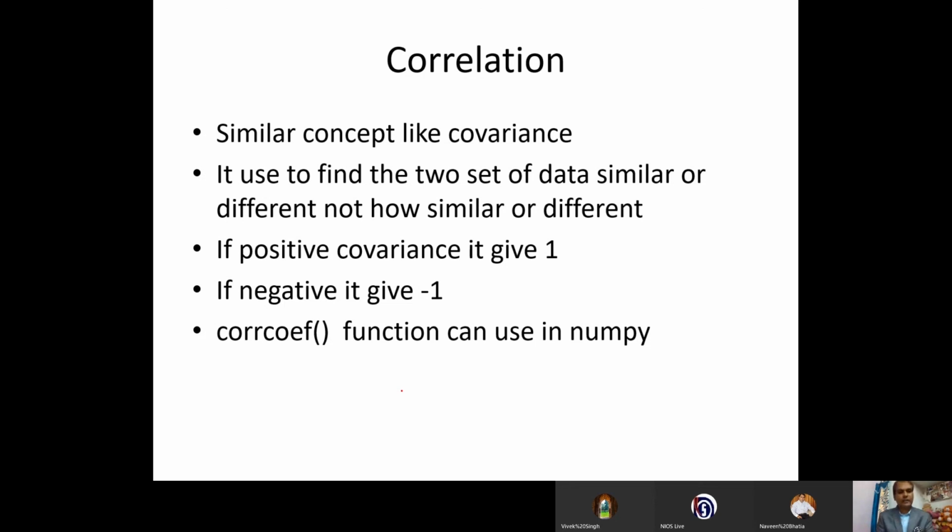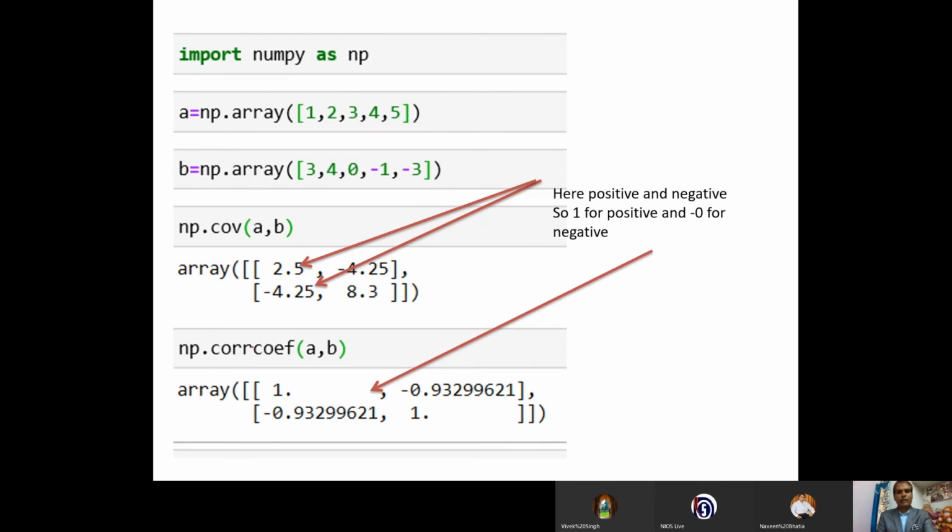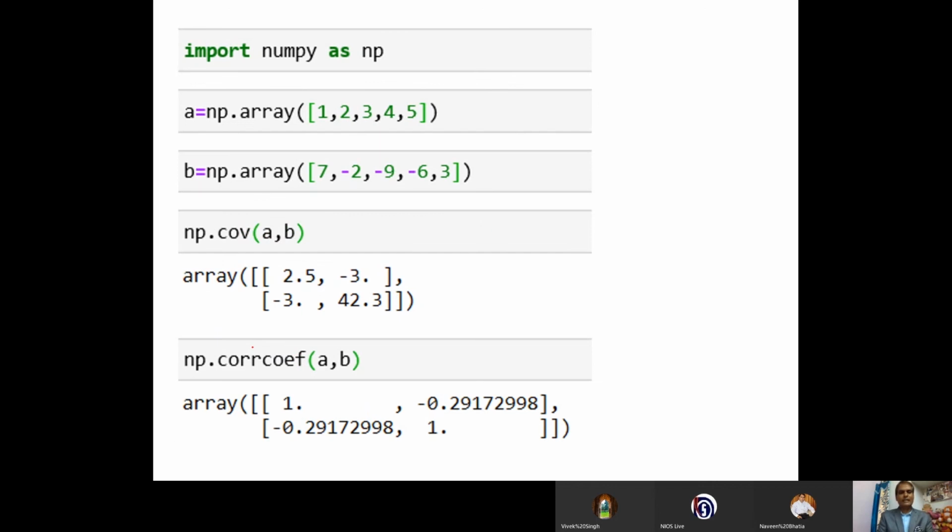If the result is 1, positive, they are similar. If they are not similar, -1 will come. To calculate this, we have to use the CORRCOEF function. With the help of this function, we can find the correlation. So this is an example. You can see I have calculated positive covariance. It shows 1 as a result, so they are similar. If negative comes, they are dissimilar. So these things are there.